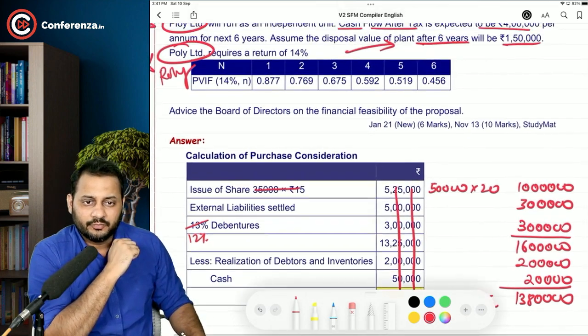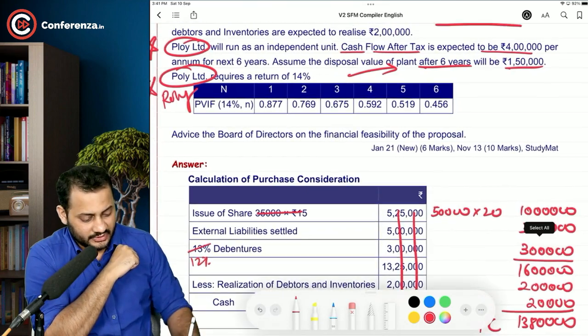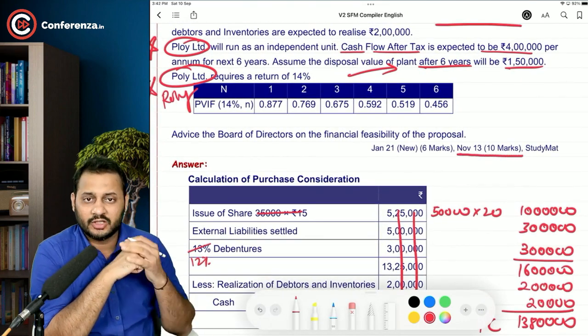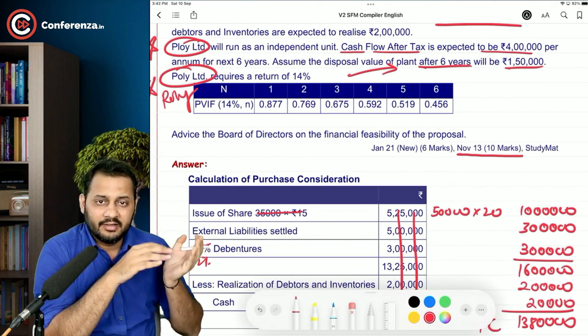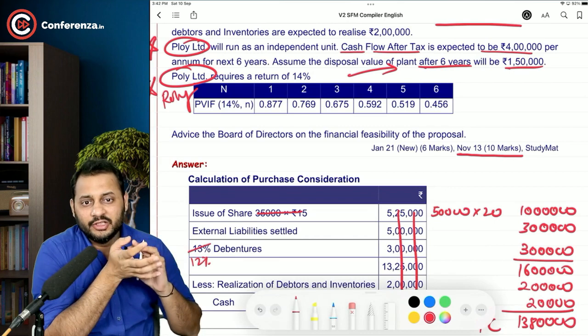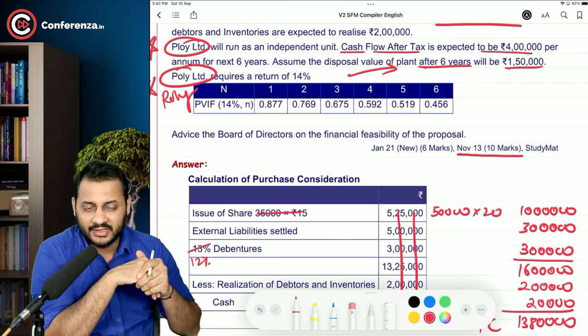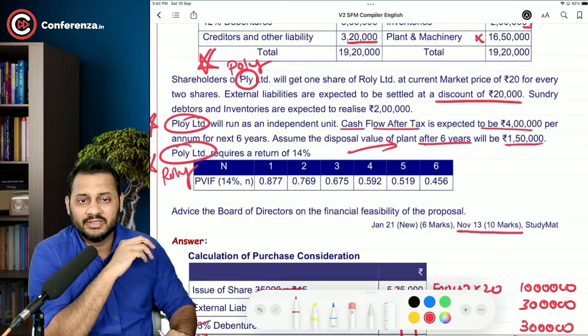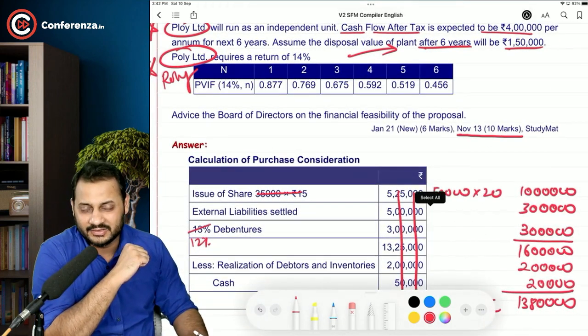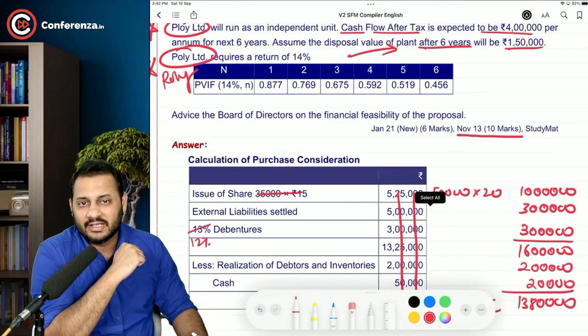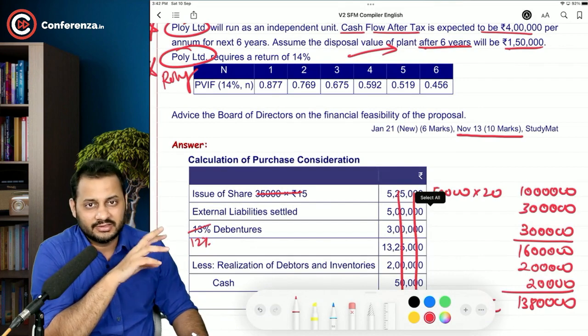Actually, I will tell you, before January 21, the same question was asked in November 2013 with different companies and different figures. What I did is, I replaced that old question with the new question of January 21. I asked my staff to do that, but by mistake, the question got replaced, but the answer didn't get replaced. So that's the mistake that is there. I will make sure that this is corrected.